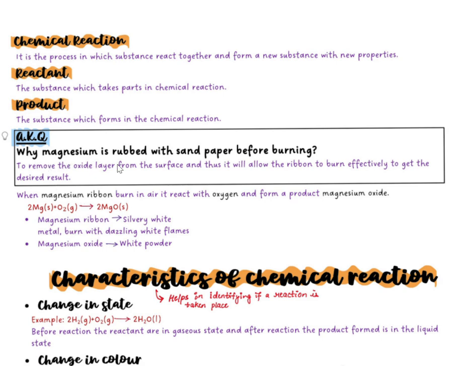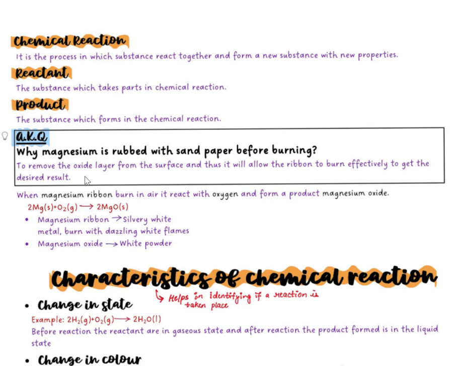Before burning magnesium ribbon in the air, we should rub it with sandpaper. This is because there is a layer of magnesium oxide present on the surface of magnesium, and rubbing with sandpaper allows the ribbon to burn effectively to get the desired result. Here, the magnesium ribbon is a silvery white metal burned with a dazzling white flame. Magnesium oxide formed is a white colored powder.